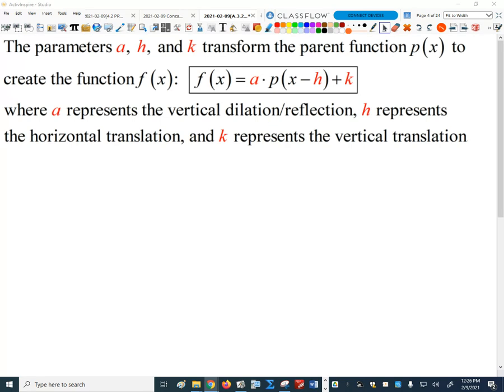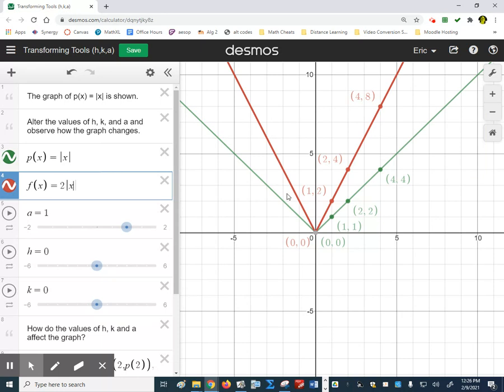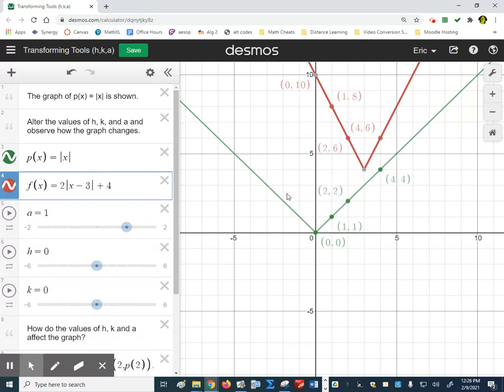Okay, so I want you guys to make a prediction for me then. Let's see, I'm going to do this a little differently. I want you to tell me what's going on. There's my parent graph. Okay. Oh, darn it. I'm going to start again.